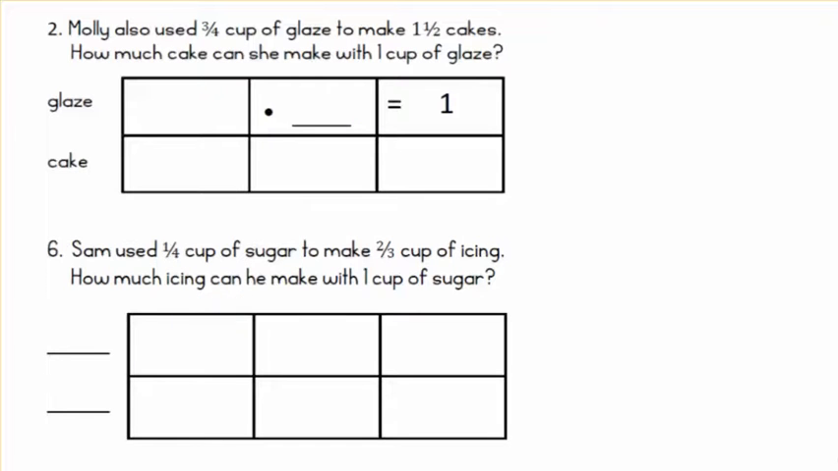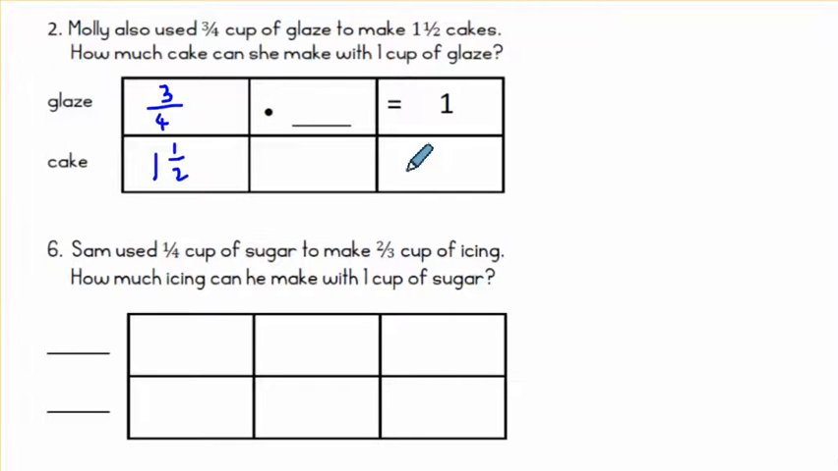All right, so the first one, Molly used 3/4 of a cup of glaze. So I've got my table already set up for me, so I can just go ahead and put 3/4 here. And that will make 1 1/2 cakes. So I can put 1 and 1/2 here.